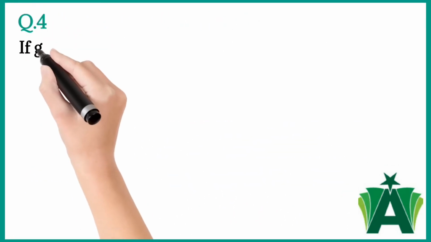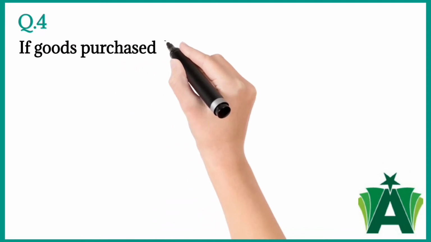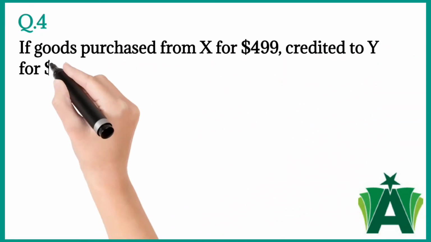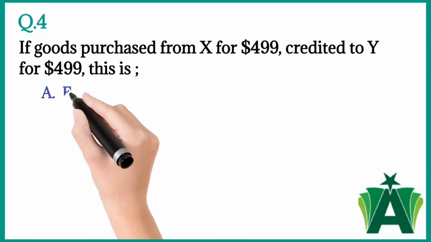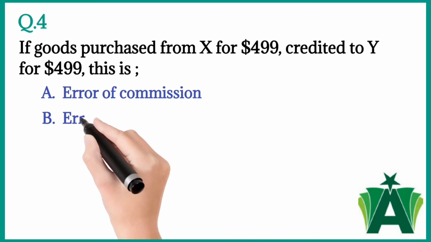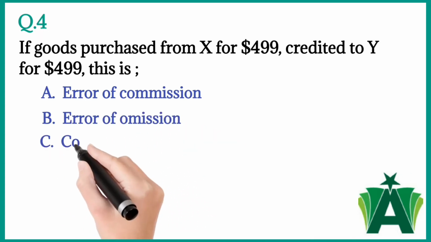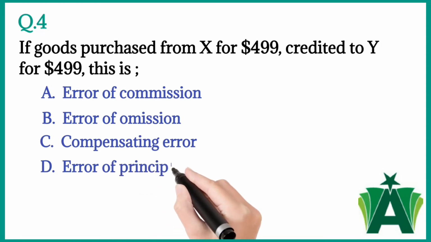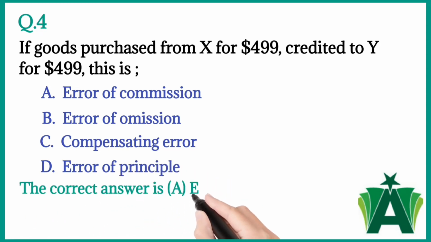Question number 4. If goods purchased from X for $499 are credited to Y for $499, this is: A. Error of commission. B. Error of omission. C. Compensating error. D. Error of principal. The correct answer is A. Error of commission.